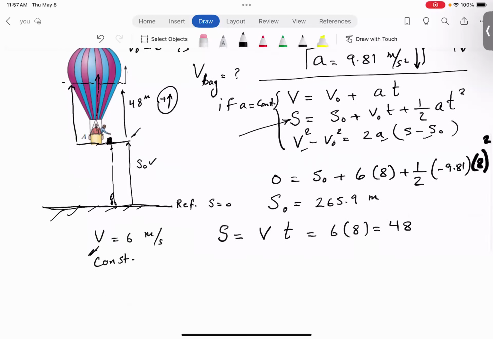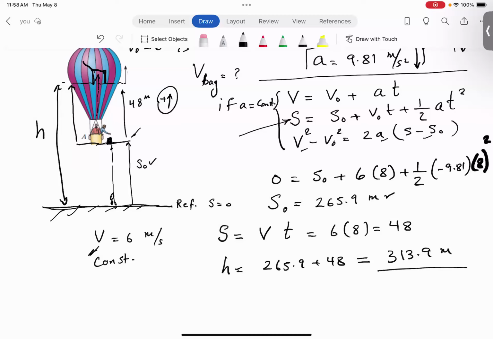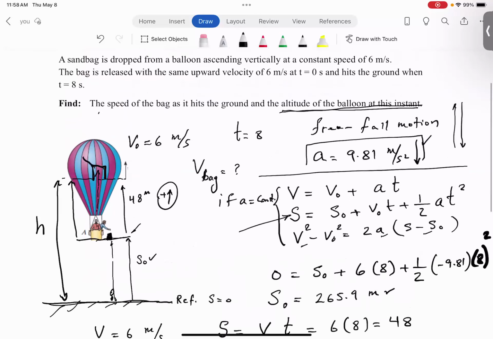So the altitude of the balloon then is S or H or whatever you want to call it. Maybe we should call it H now, right? Of course, this is the bottom of the balloon, and so on. So let's call it H. So this H becomes what? H becomes the sum of these two. So 265.9 plus 48. And that is about 313.9, 314 meters. Okay.